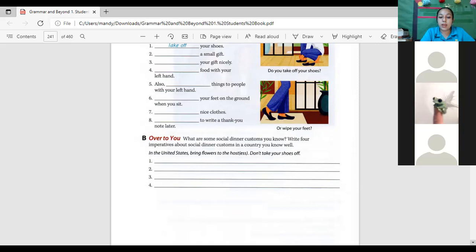Maybe, let me see, the United States, okay. Maybe in France. Okay, tell me some social dinner customs around the world, if you know one. Okay, for example, here in El Salvador. Okay, eat pupusas with your fingers. Yeah. Okay. Maybe this is one. Yeah. It's better.